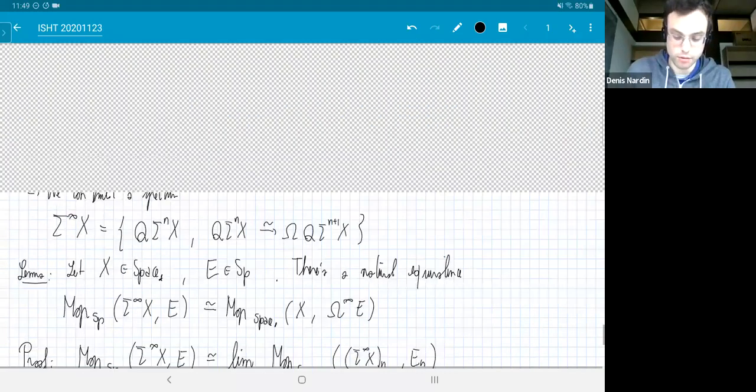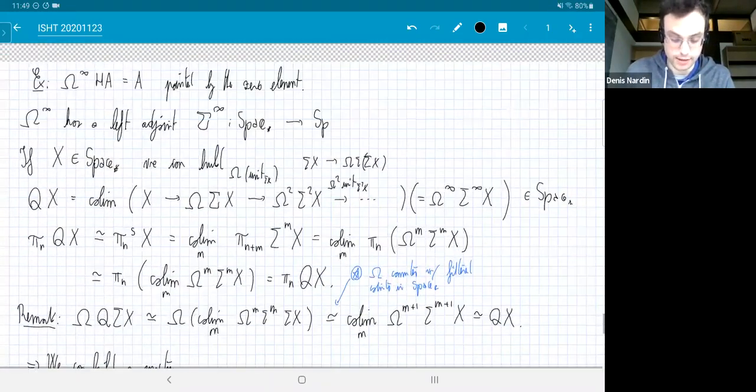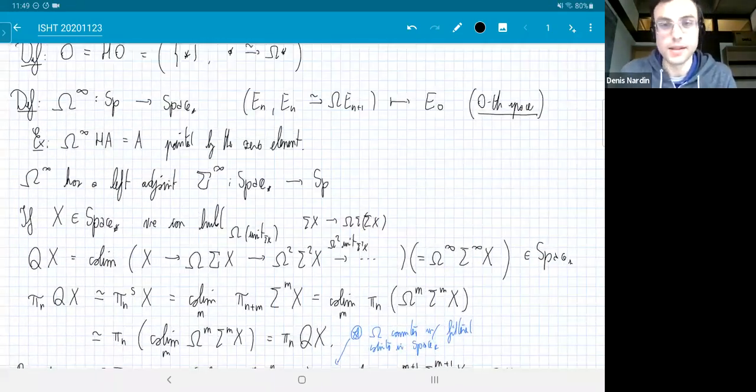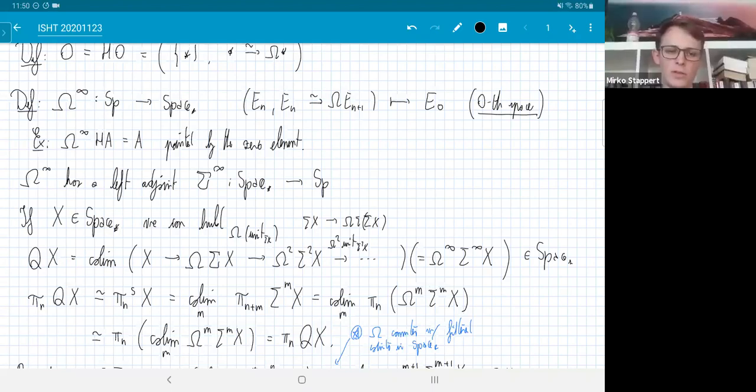And this also allows me to define the omega infinity as literally the zero space, like here. This choice simplifies the matters. If I work with pre-spectra, I would have to do a more complicated construction reminiscent of this Q. Yeah, but then sigma infinity would be easier, right? So it's kind of a trade-off, or not?